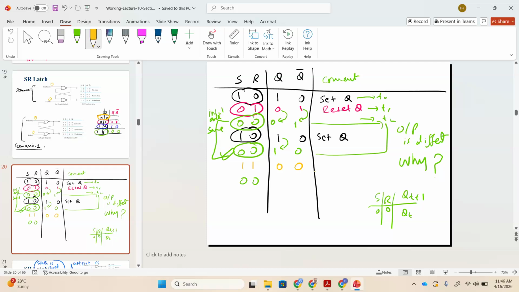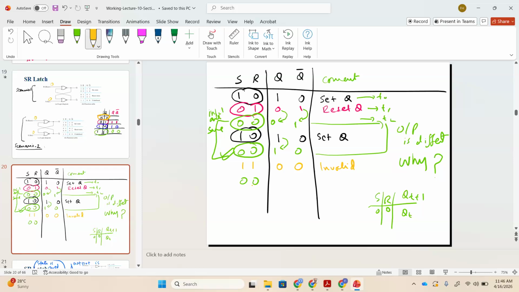So this is actually, what's the comment? It is an invalid combination. Yes. But now anyone who will answer this question will get 1 bonus mark. What will be my output if it's 0, 0?